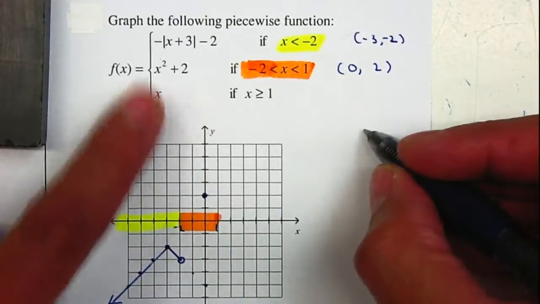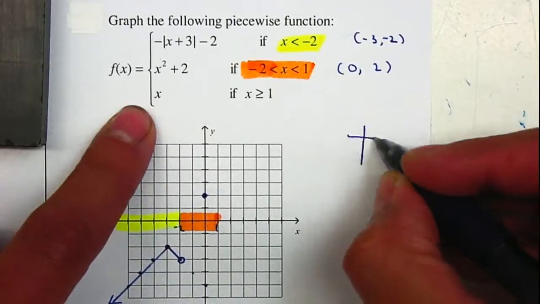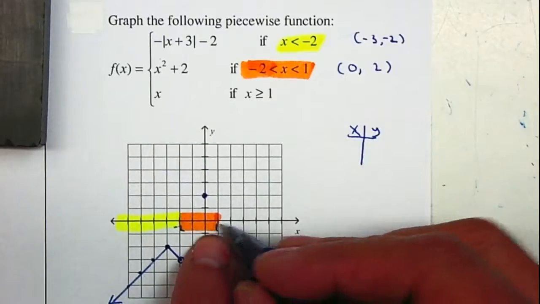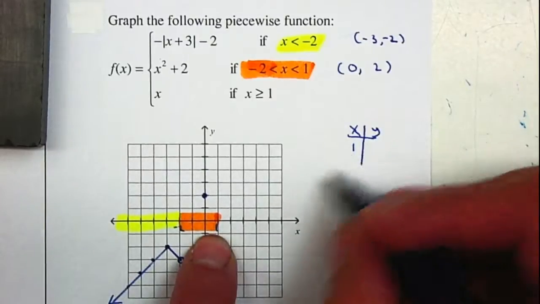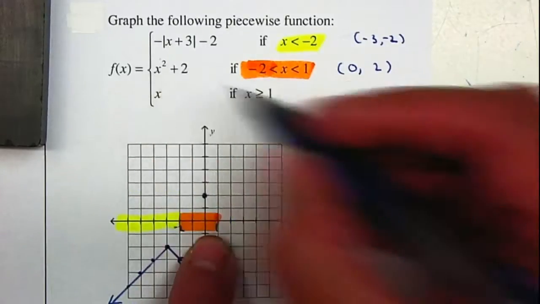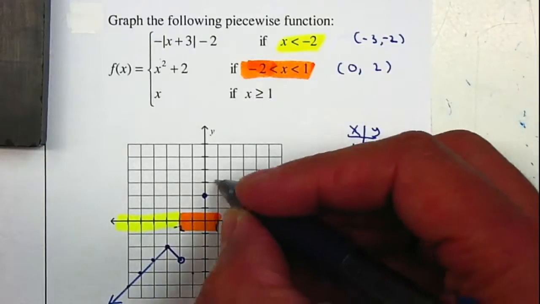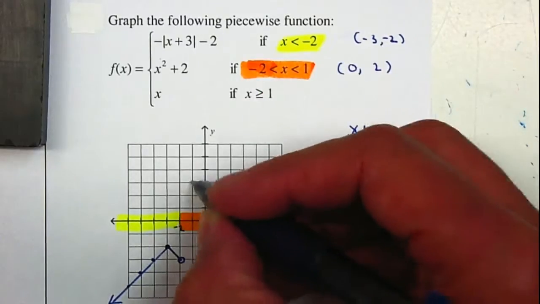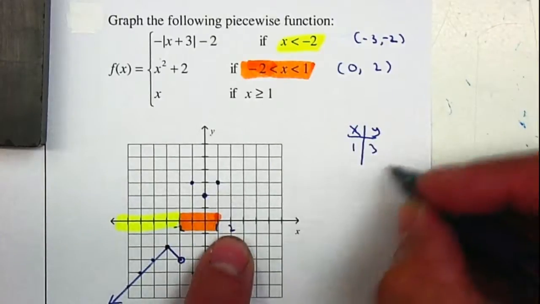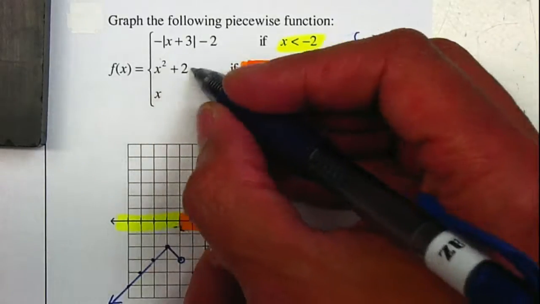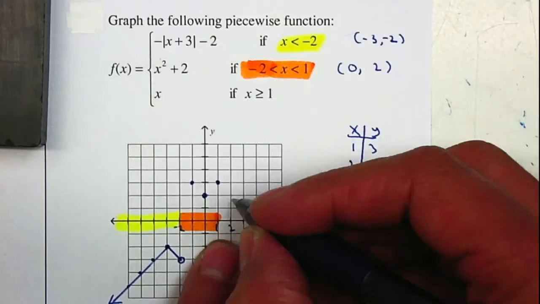And now I can make a quick table to find other values. I'm going to plug in values for x, and that gives me values for y. I'm going to plug in a 1. If I plug in a 1, it gives me 1 squared is 1, plus 2 gives me 3. So 1 and 3, and I'm going to reflect it. I'm going to plug in a 2. If I plug in a 2, it gives me 4 plus 2 is 6, and I'm going to reflect it.